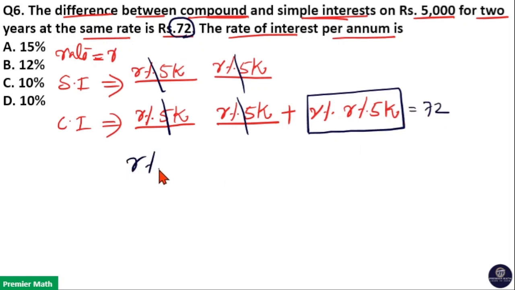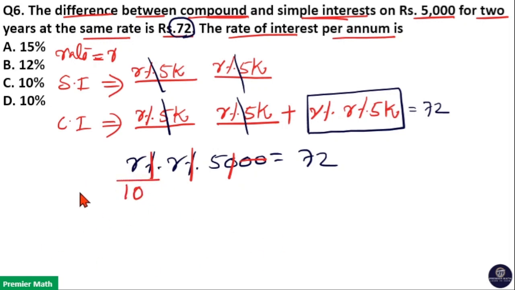R percentage of 5,000 is equal to 72. Here I will cancel the 00 and the percentage. Percentage means 1 by 100. So this 10 and 10 in 1 by 100, that is remaining is 1 by 10.